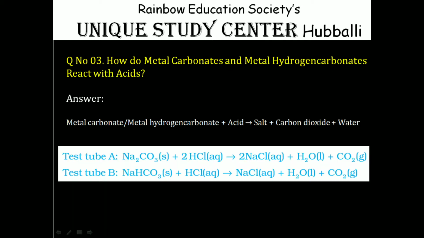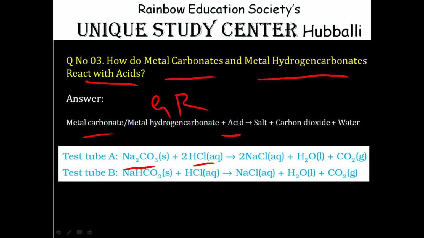The third one is, when metal carbonate and metal hydrogen carbonate react with acid. You just concentrate on this one. These are the general reactions. When metal carbonate, one example is sodium carbonate, reacts with the acid, HCl, it is going to give the salt, sodium chloride, along with carbon dioxide, CO2, and water is eliminated. Can you see here, water?